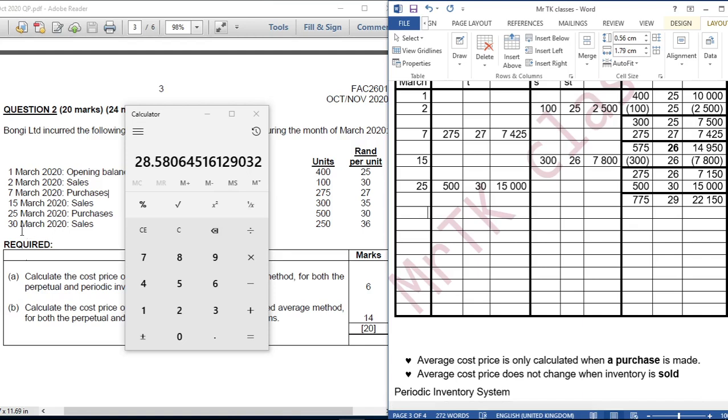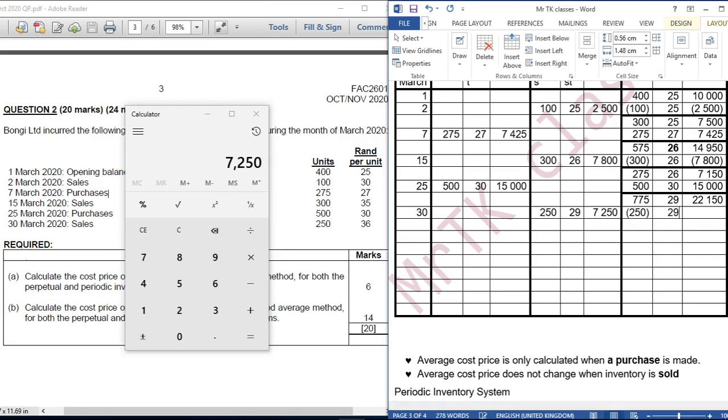let us go to our next batch, which is the one on the 30th. On the 30th, what happened? We sold 250 items. And remember, our cost price does not change whenever we sell. So 250 multiplied by 29 is equal to 7,250. Now we need to put brackets here, 250.